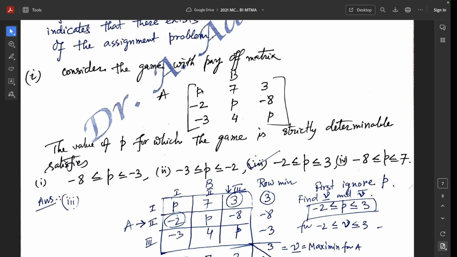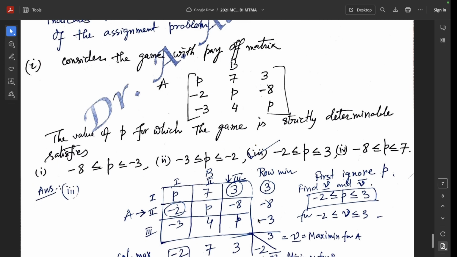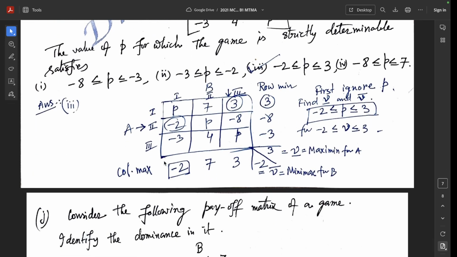First we ignore the value P and calculate the row minimums. The first row minimum is 3. For the second row the minimum is minus 8. And for the third row the minimum is minus 3, ignoring the value of P. And then we calculate the column maximums. For the first column the maximum is minus 2. For the second column the maximum is 7. For the third column the maximum is 3.